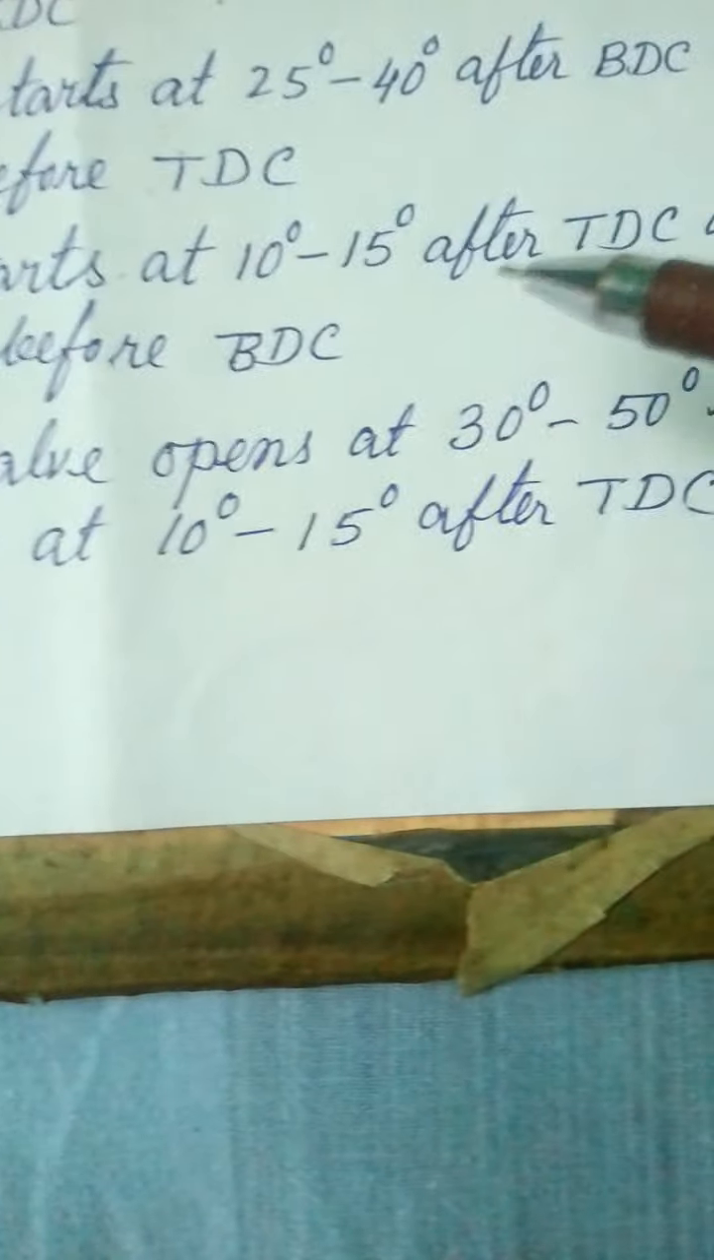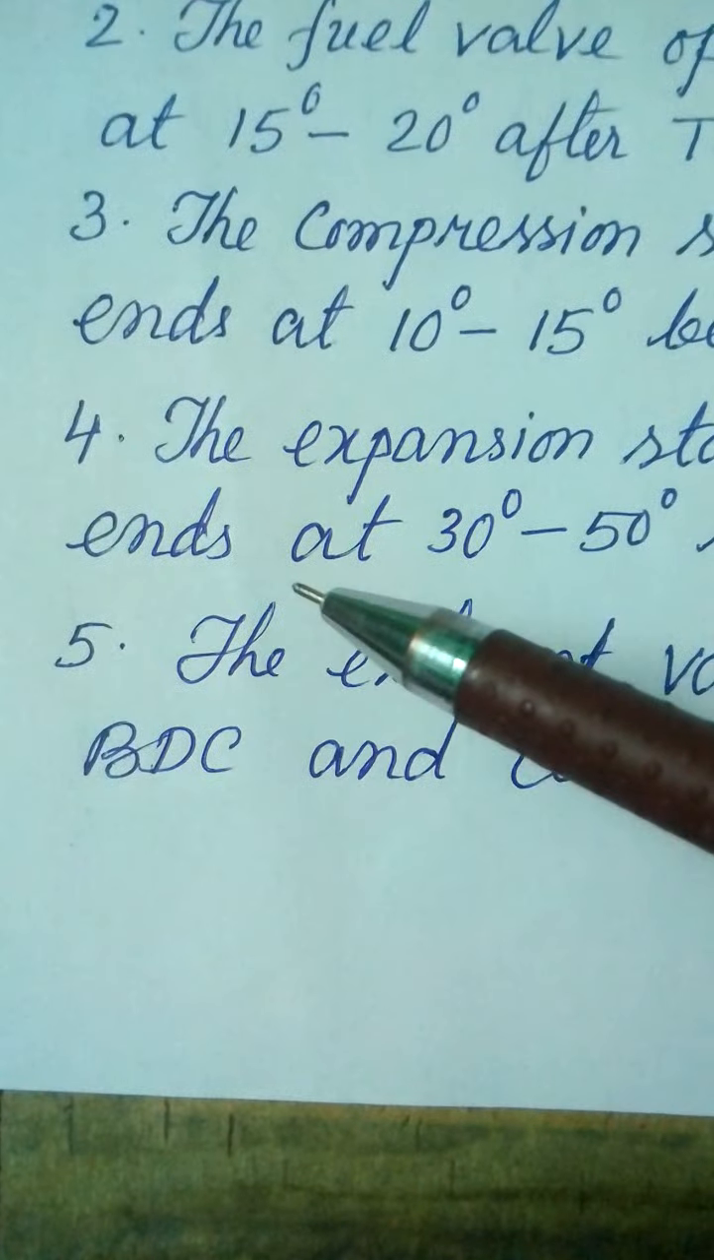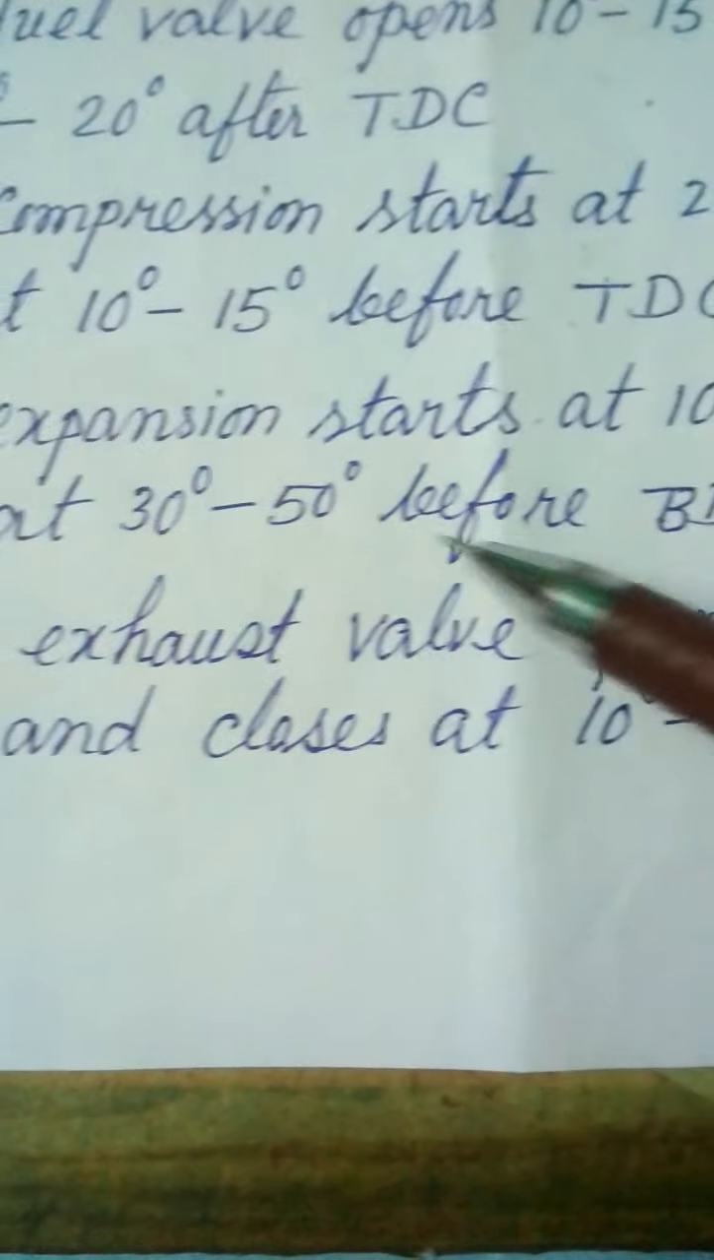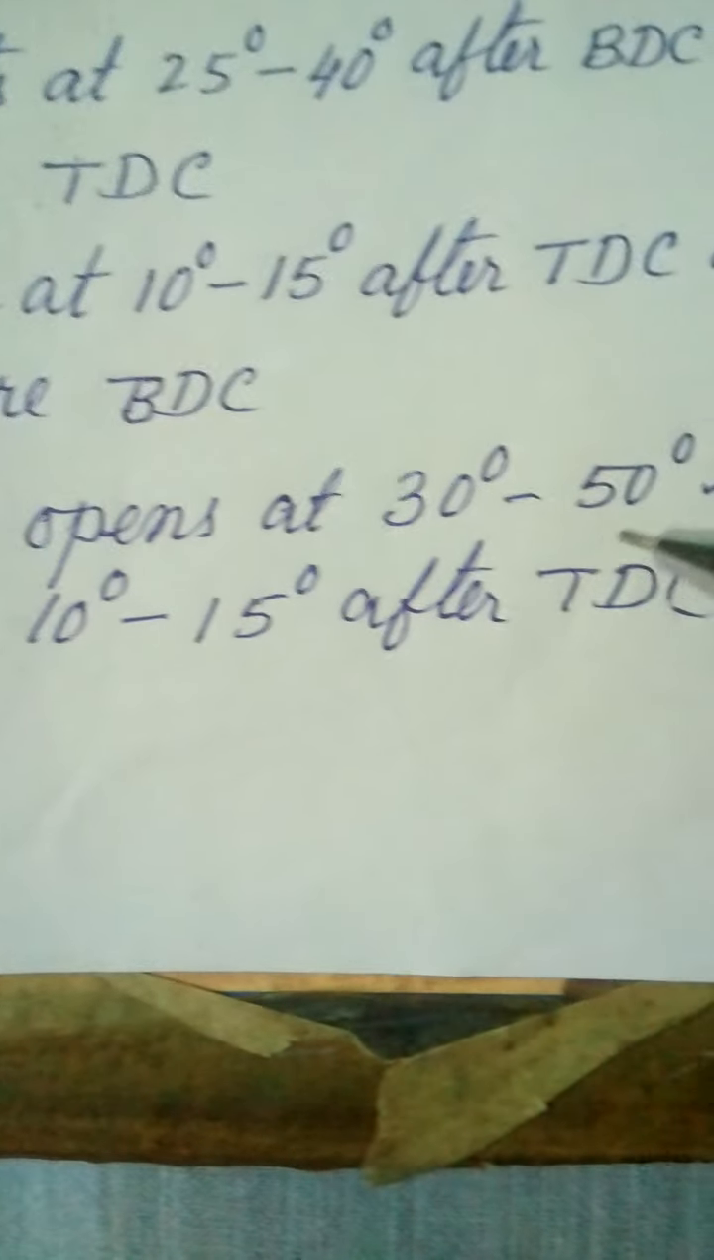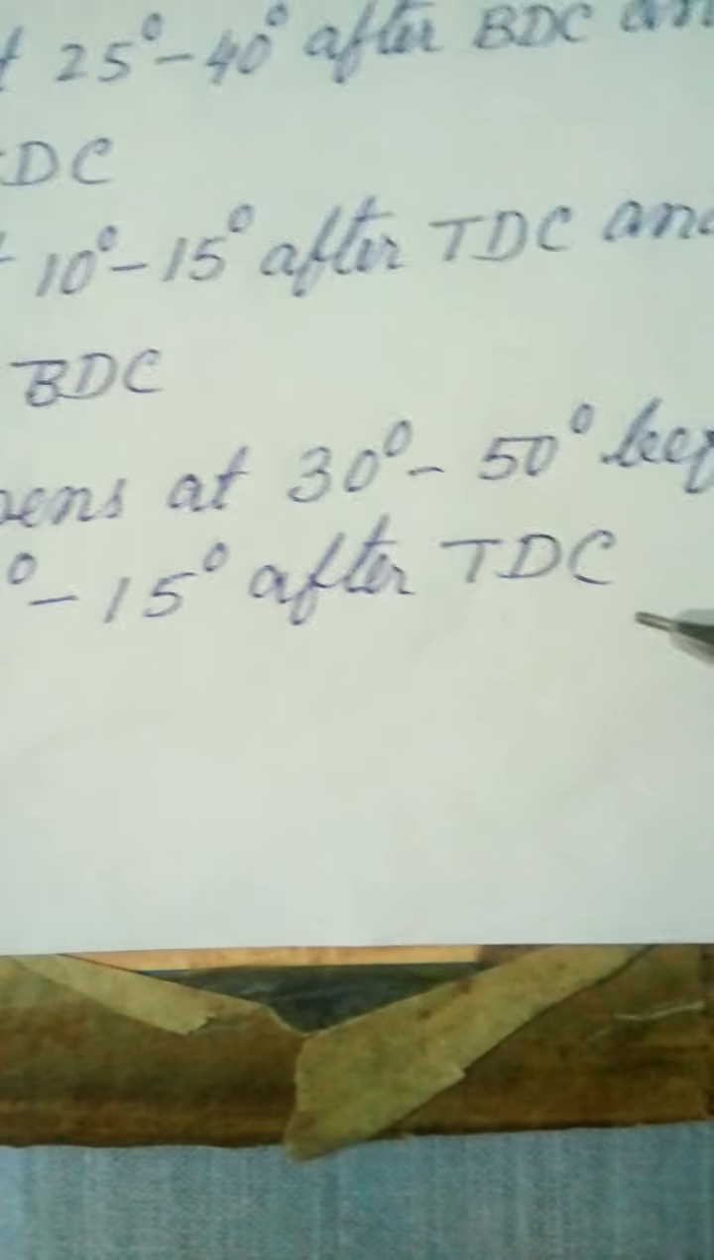The expansion starts at 10 to 15 degree after top dead center and ends at 30 to 50 degree before bottom dead center. The exhaust valve opens at 30 to 50 degree before bottom dead center and closes at 10 to 15 degree after top dead center.